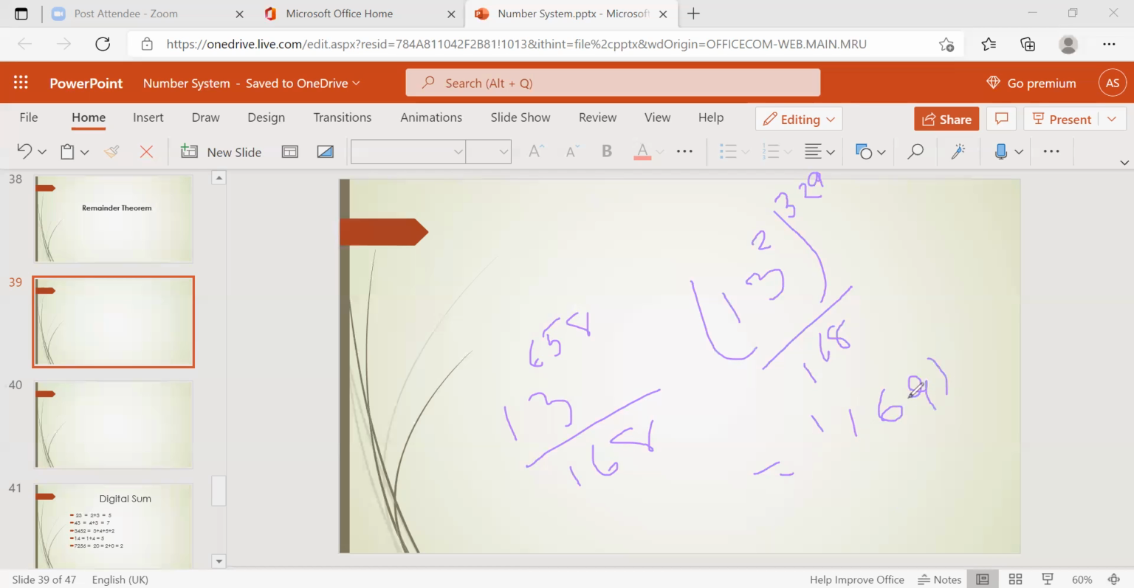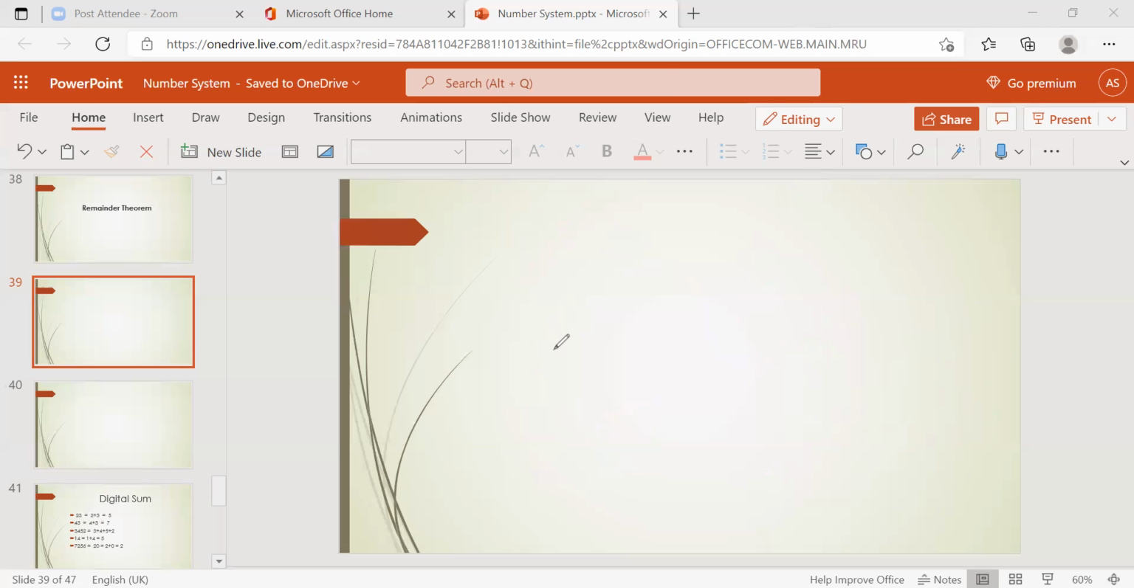169 power 329. How should we do this? By 168. So I can write this as 168 plus 1 by 168, whole power 329. It's nothing but 1. Remainder will be 1. Okay. Just you have to write it in the format of this binomial or Fermat's theorem. Now try this.